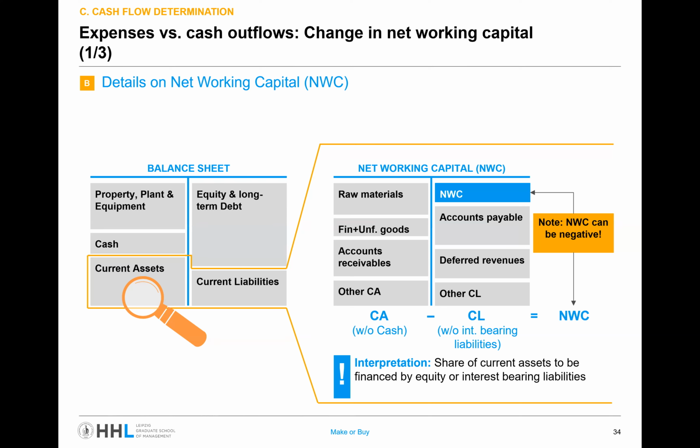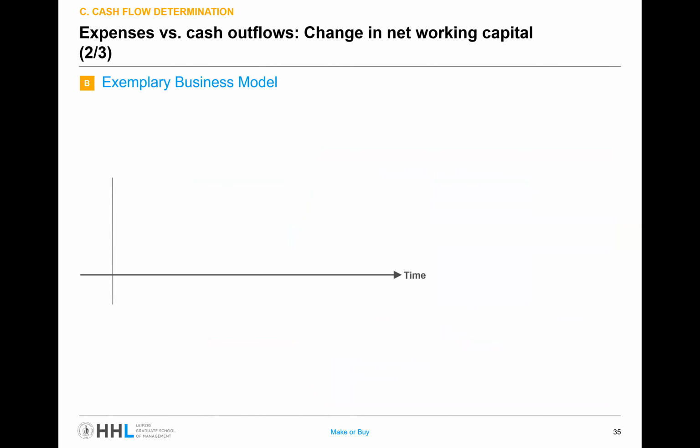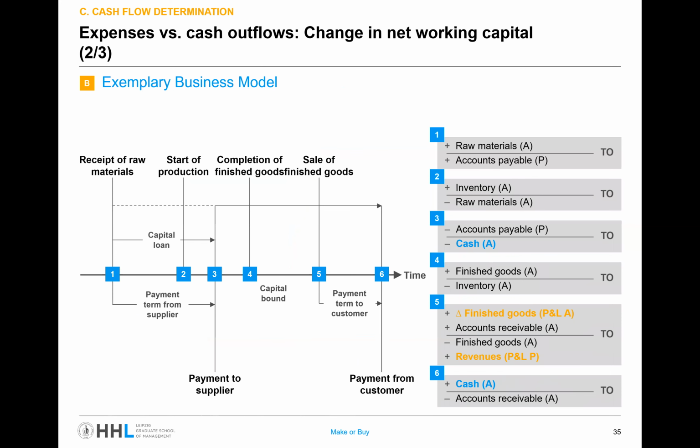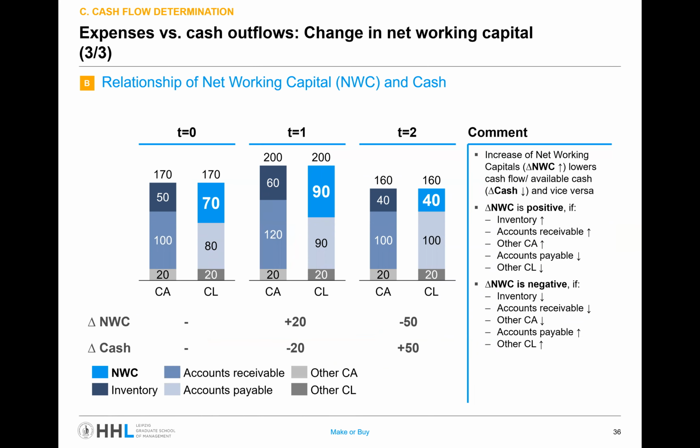And now what does delta in net working capital, or change in net working capital, mean? Because that is basically what we reflect in our cash flow calculation. The idea is maybe best explained by that little numerical example here. Here you see a net working capital of 70 in year 0 and a net working capital of 90 in year 1. That means the net working capital increased from one year to another, mainly because we have more in the inventory and because we have more outstanding sales, so more accounts receivable.